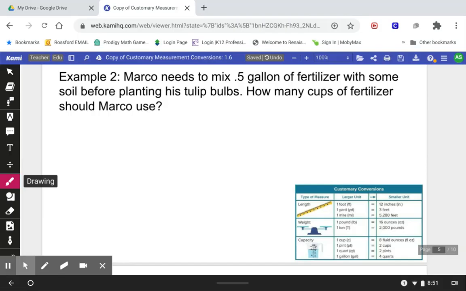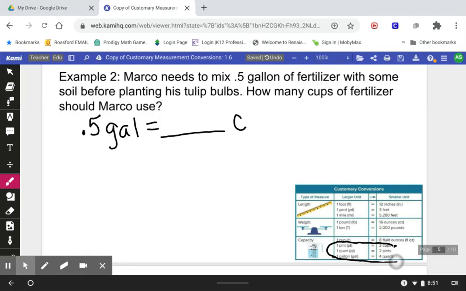Okay, so he has half of a gallon, and we want to know how many cups that is. So again, I'm using my customary conversion table. I have half a gallon, and I want to take that all the way to cups. So cups is all the way up here. I'm going to go ahead and make that a little bit bigger so we can see it.